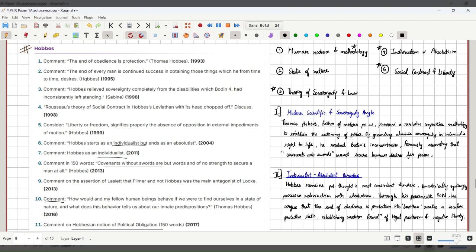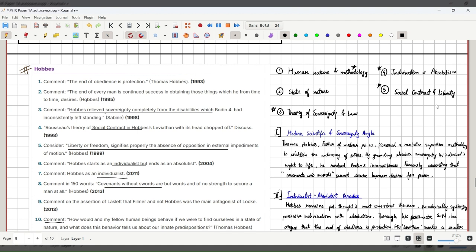Then liberty or freedom signifies properly the absence of opposition in external impediments of motion. So his view on liberty and social contract. Then again social contract. Sovereign: Hobbes relieved sovereignty completely from disabilities which Baudin had. So again his concept of sovereignty. So these five are the main topics which we are going to study.